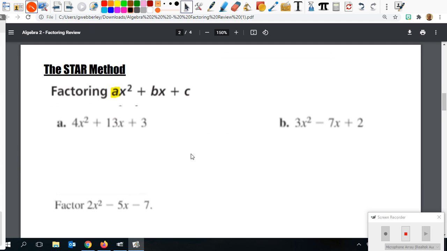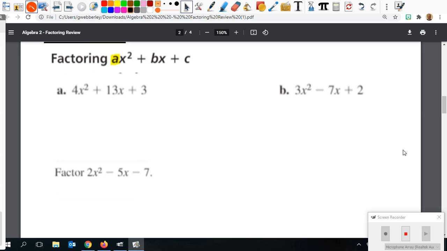Okay, star method means we do have a number A. That's why I highlighted A there. There is a number there, as you can see: on letter A, there's a 4, on letter B, there's a 3, and on this one down here, there's a 2. So there is a number there in front, and when there's a number there, it does make it more challenging.